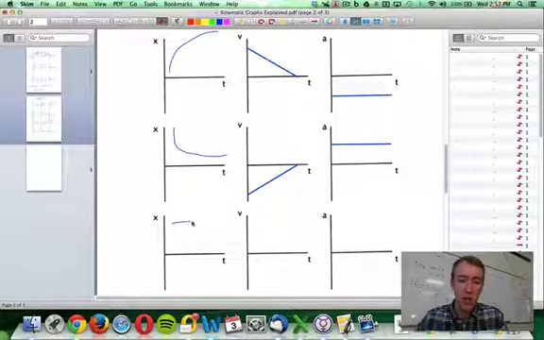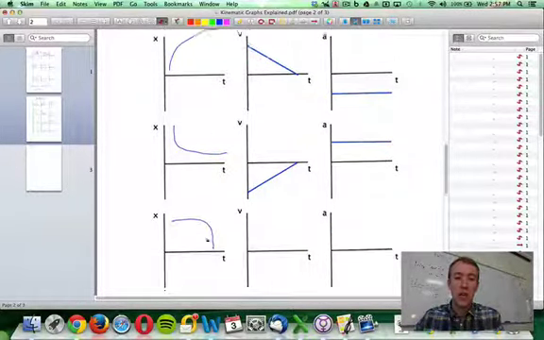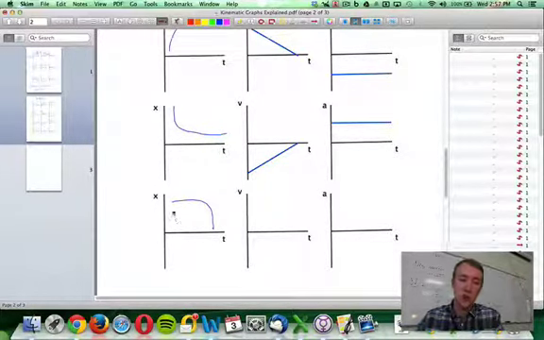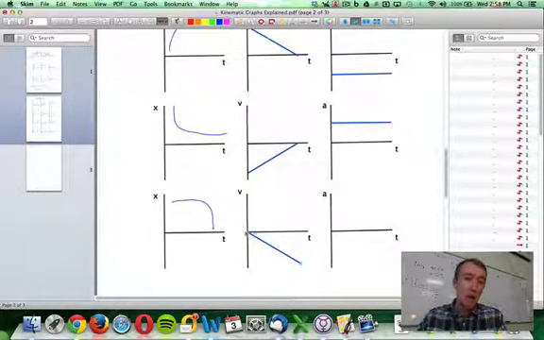Last example looks like this. In this example, you start out at rest. So you're at rest, you're not moving, and then all of a sudden you get going really fast in the negative direction. So you start out at a velocity of 0, and you speed up in the negative direction.